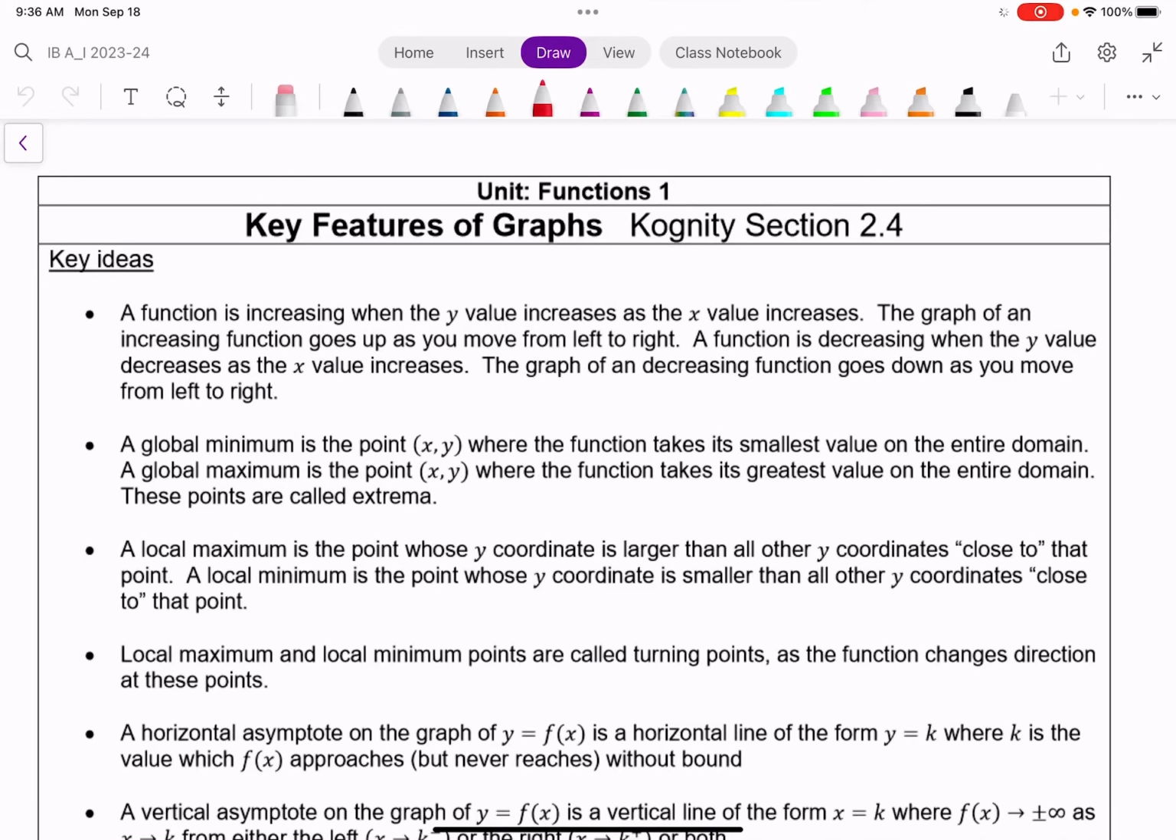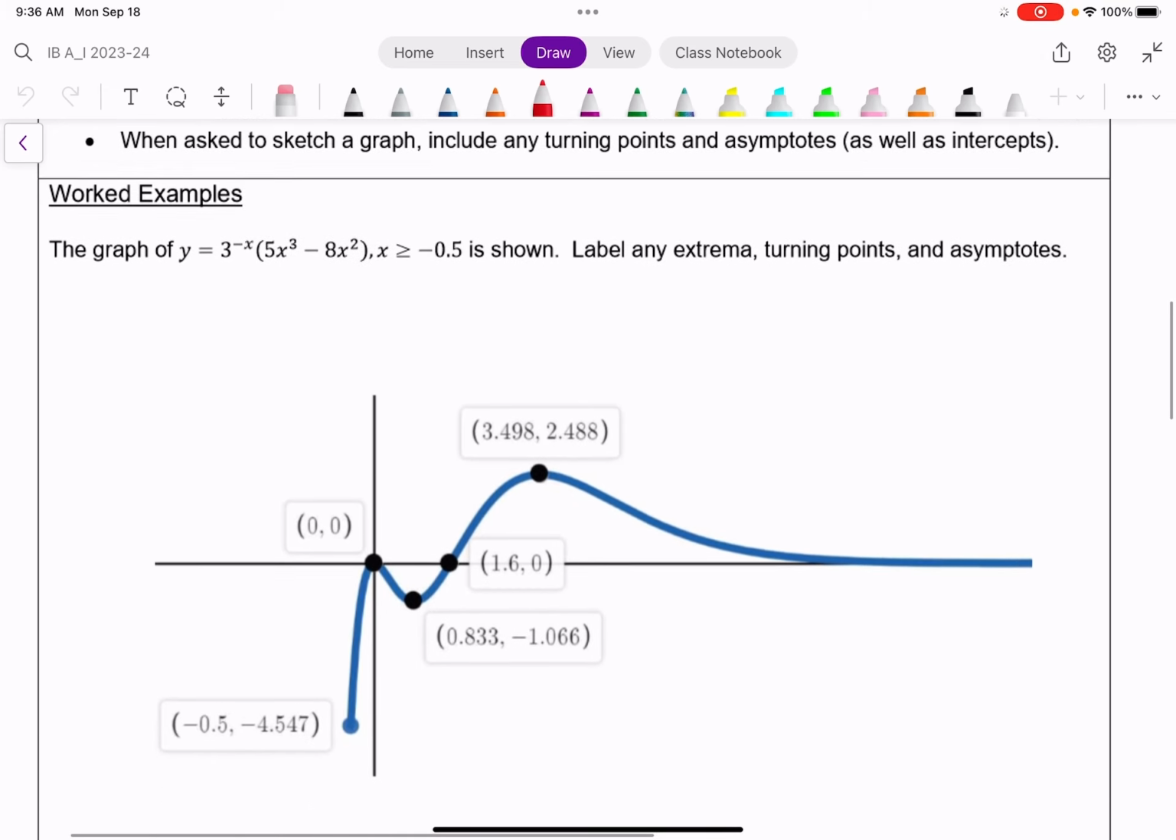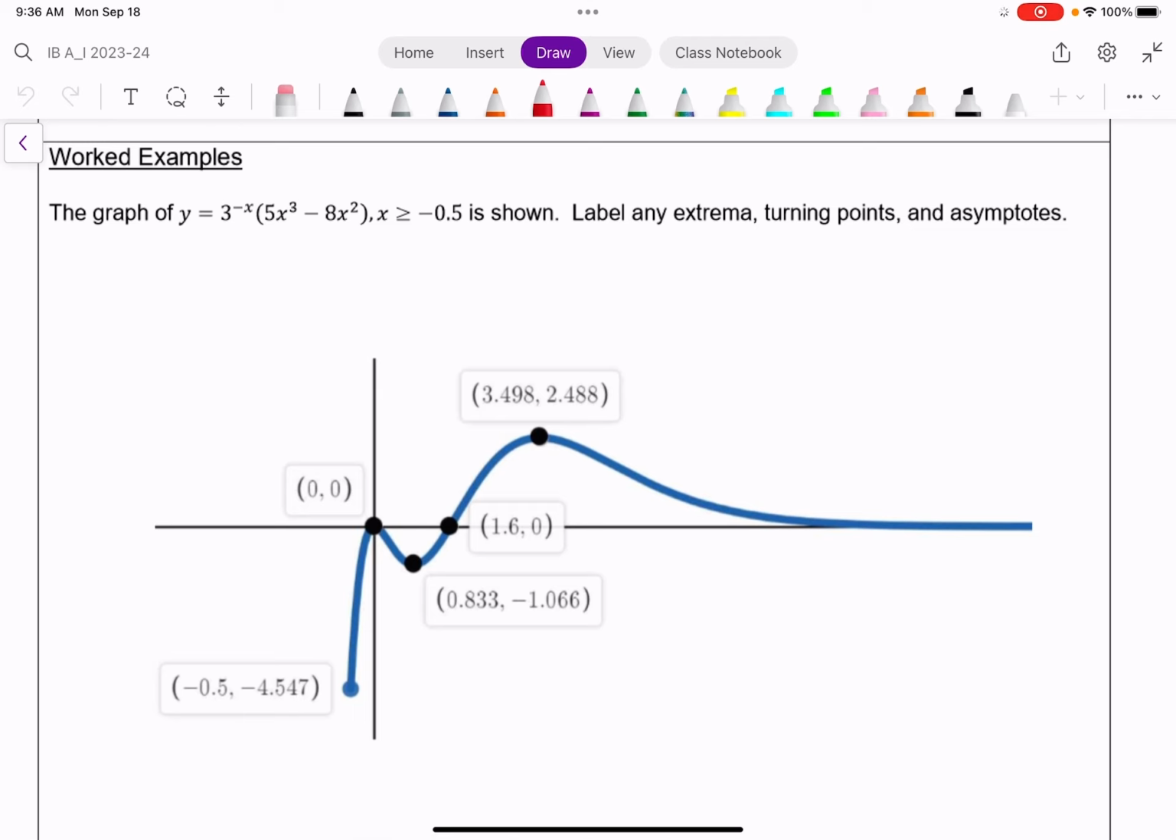So there's a fair number of new terms here that we just want to become familiar with, and these are ways of describing aspects of graphs that we'll see throughout this course. I think one of the best ways is just looking at this. So I have a graph here of 3 to the negative x times 5x minus 3 minus 8x squared, but where the domain is restricted to just values that are greater than or equal to negative 0.5. And while I will go to Desmos, for the most part, everything we need is here.